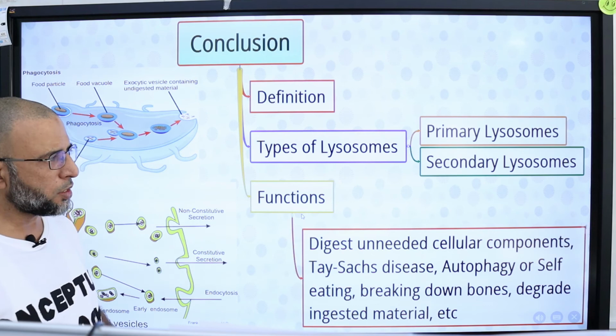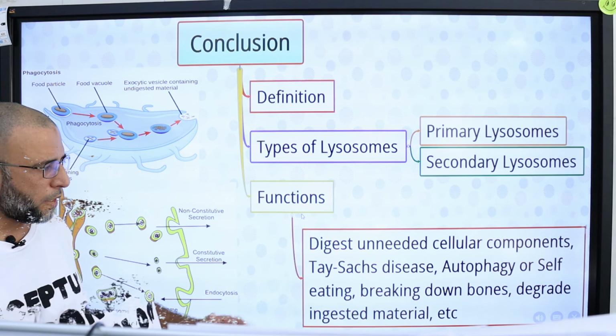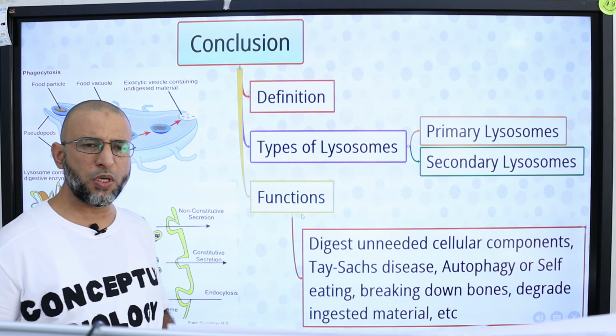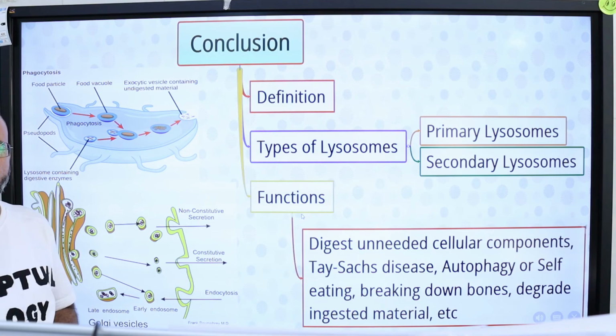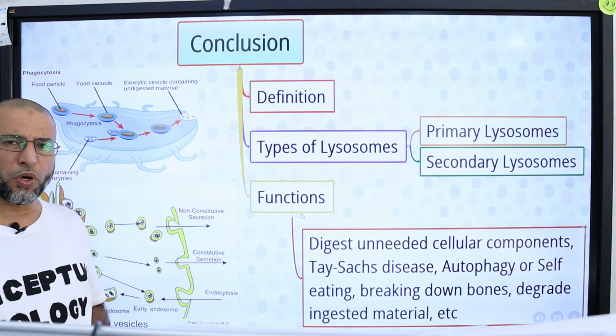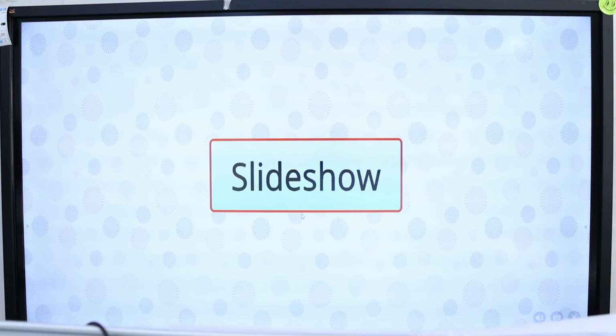Functions of lysosomes: digest unneeded cellular components, like mitochondria, which are replaced in some tissues every 10 days. The genetic abnormality is called Tay-Sachs disease, which is caused by the loss of function of a single lysosomal enzyme that is called hexosaminidase. Autophagy, or self-eating, is the process of a cell digesting its own structures. Lysosomes are also involved in the breakdown of bone to release calcium ions into the blood. Let's watch this slideshow to differentiate between primary lysosomes and secondary lysosomes.